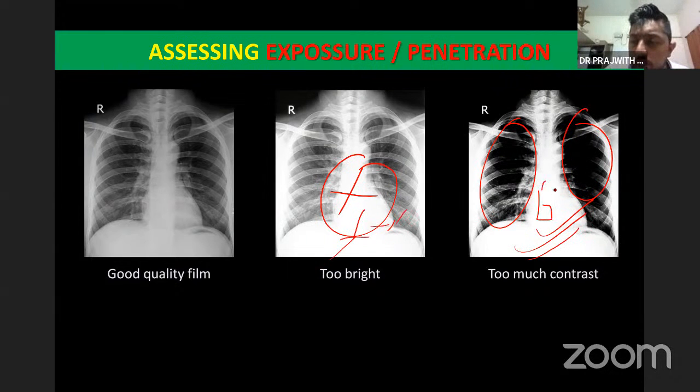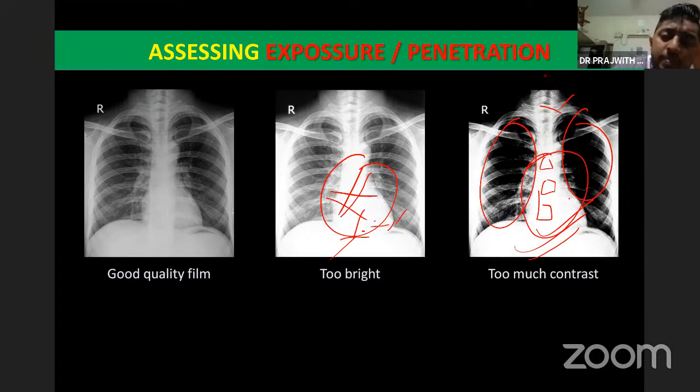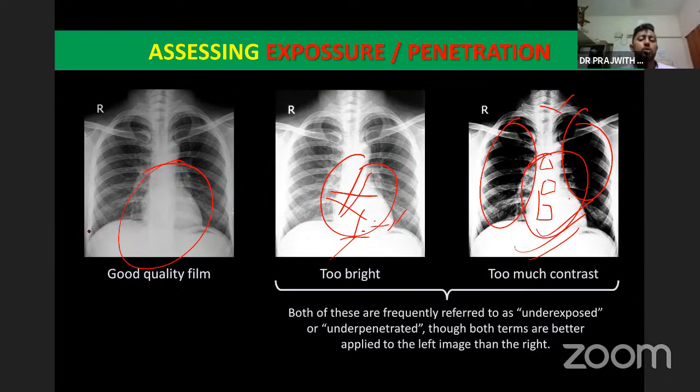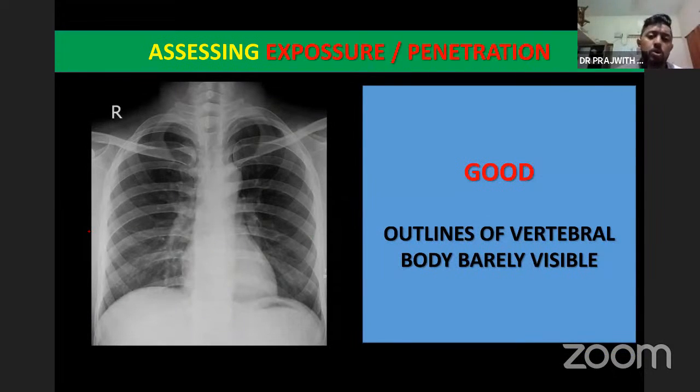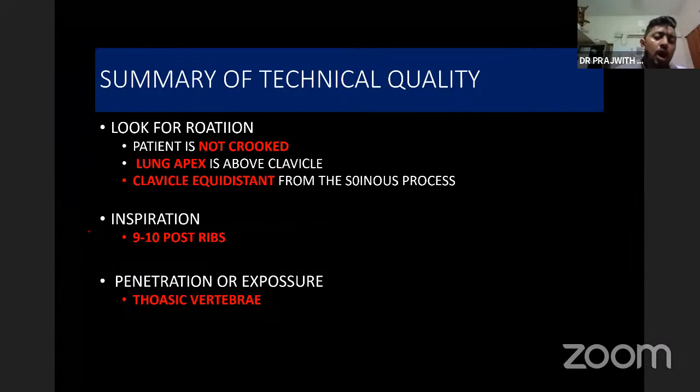In fact, here we can see the vertebral body very clearly, but this image is not proper. If you see the vertebral body very clearly, or if you don't see it at all, then it is bad penetration. We should barely see the vertebral bodies in the retrocardiac area, then we say it's good penetration or exposure. So this is how we see chest imaging. We look for rotation, mainly the rotation along the central axis. Look for good inspiration, look for good penetration.